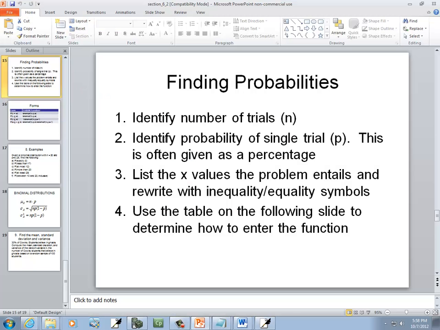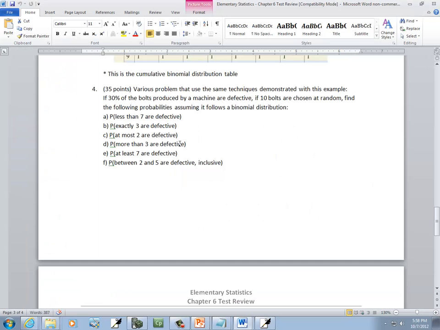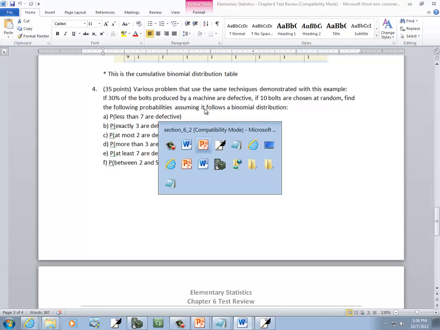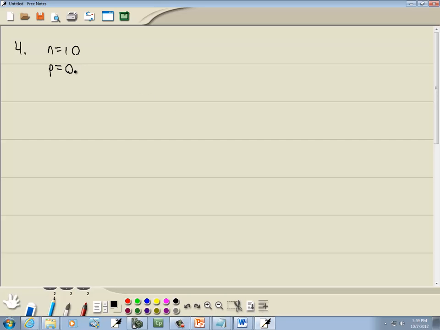Step 2 says identify probability of a single trial. This is little p. This is often given as a percentage. It says 30% are defective. So that's our little p. So 0.3 or 0.30.